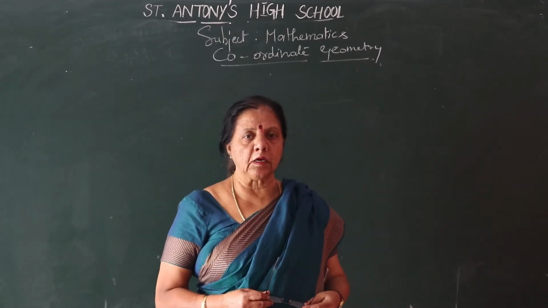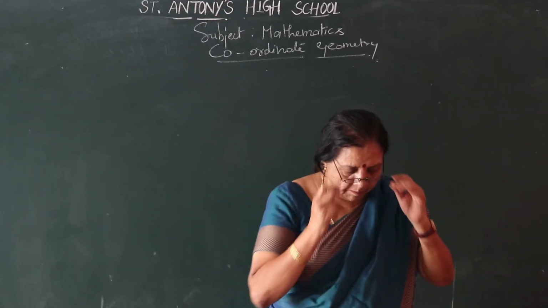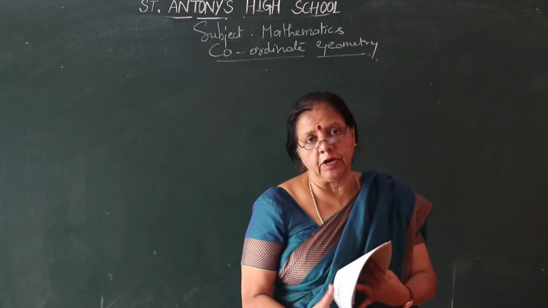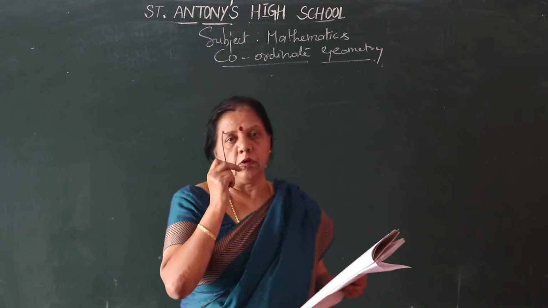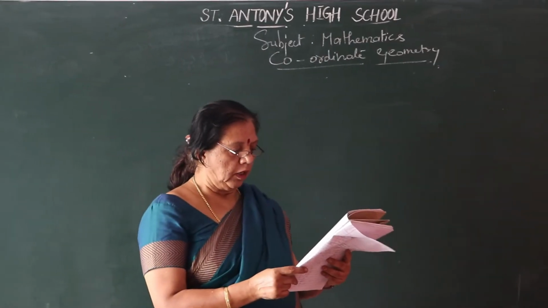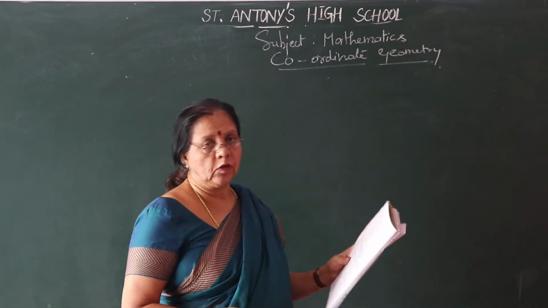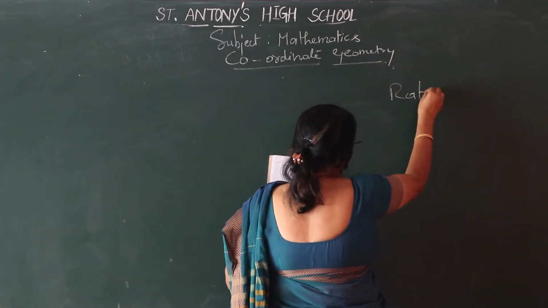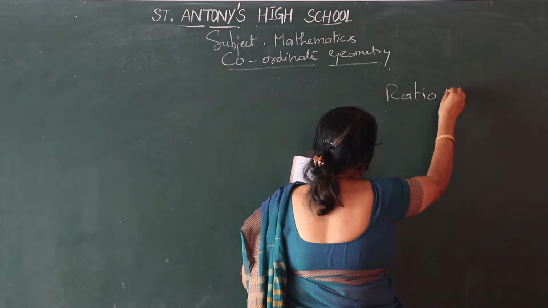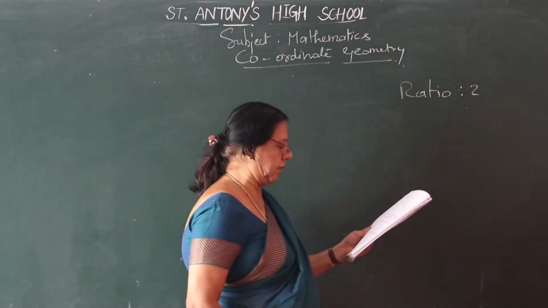Now let us pass on to children. Example number 9. I will read out, all of you see your example number 9 sum. What they have given here: find the ratio. So what we have to find out? The ratio is a question mark. They are asking to find the ratio.